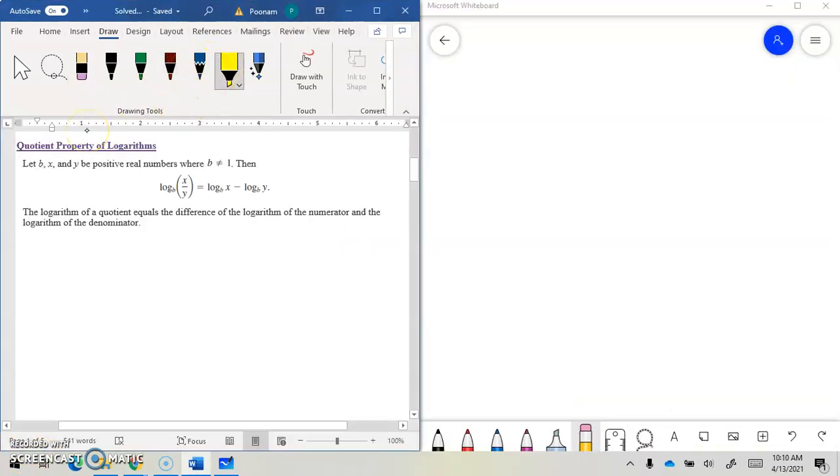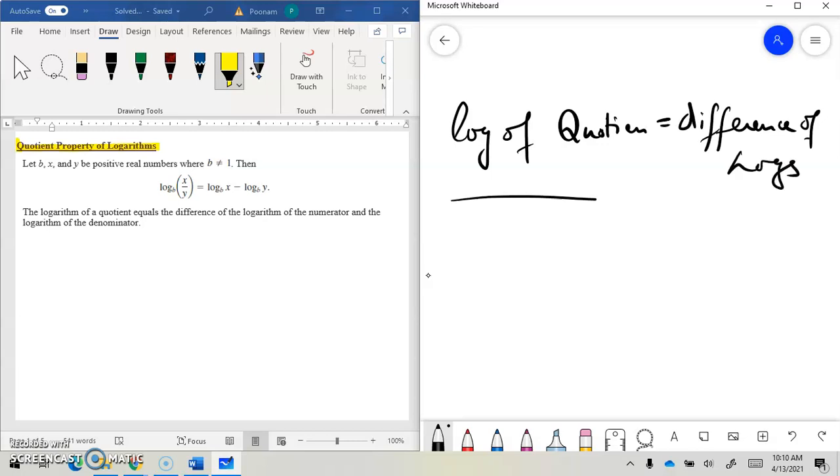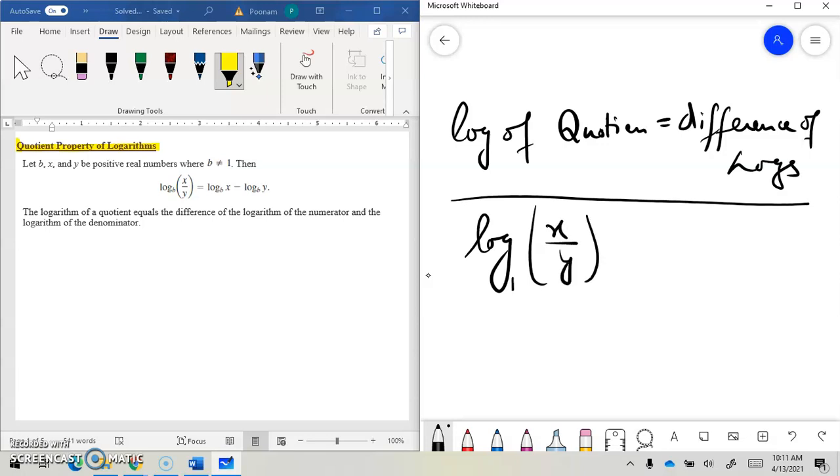After the product property, the next property of logs we are going to do is the quotient property of logarithms. What it does is convert the quotient into the difference of logs. So the log of a quotient is converted into the difference of logs. If we have log of x by y, the quotient of two numbers with any base, that can be written as log of x with the same base minus log of y with the same base. The base is staying the same, you have to remember that.